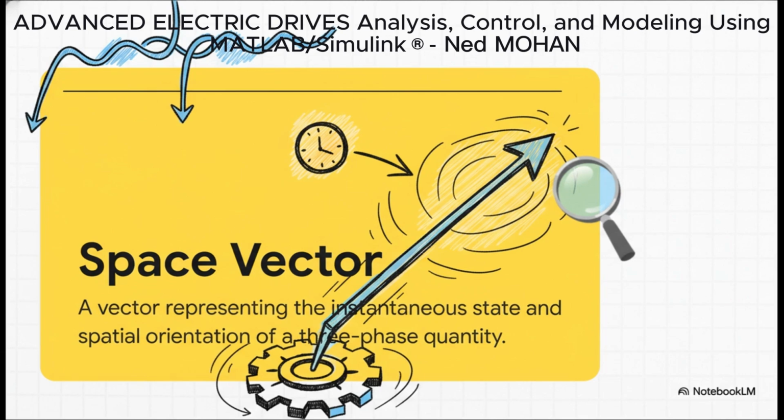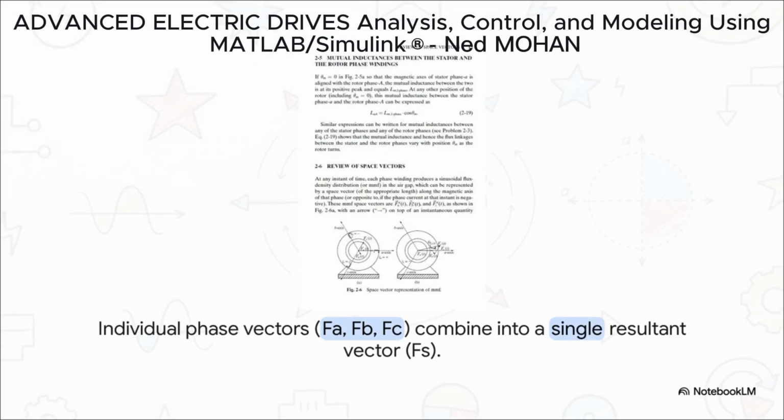The two keywords to burn into your brain here are instantaneous and spatial. And this picture here shows it beautifully. You see the individual magnetic fields from each phase. You've got phase B, and phase C, and each one is pointing along the axis of its winding. The space vector, this Fs right here, is literally just their vector sum at that one specific snapshot in time. It captures the net result of all three phases in one single tidy vector.